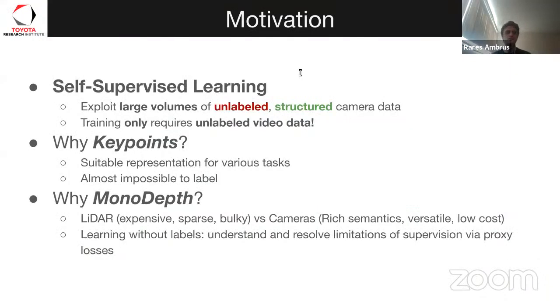Right, so our method is motivated by three underlying threads. We build on the concept of self-supervised learning, whereby we try to leverage and learn from large amounts of unlabeled but structured data. While curating labeled data can be tedious, difficult, or expensive, unlabeled video data is really very easily available, as cameras tend to be abundant in a wide variety of scenarios.